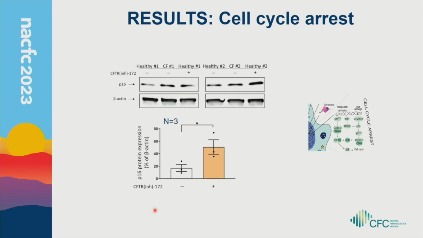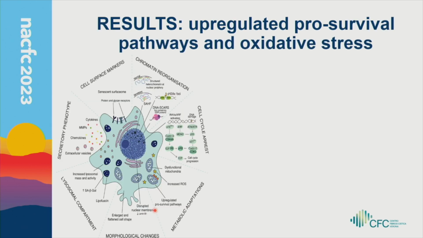Again, we tried incubating the CFTR inhibitor 172, so inhibiting the function of CFTR in these primary bronchial epithelial cells, and we obtained an increase of P16 expression, which is in agreement with the previous results.